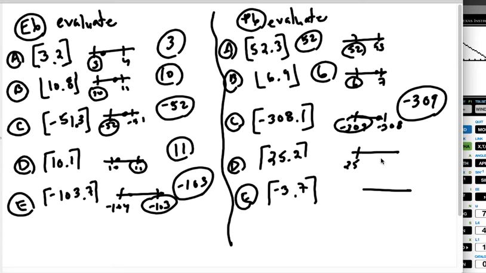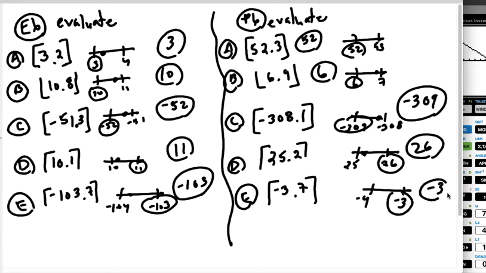25.2 is between a 25 and a 26, and that's the round up function, so it's going to be a 26, right? And negative 3.7 is between a negative 4 and a negative 3, and that's the round up function, so it's going to be a negative 3. So there you have your E6 and P6.